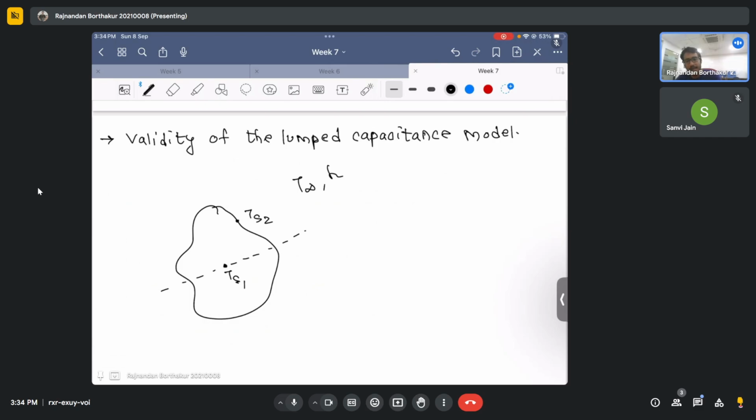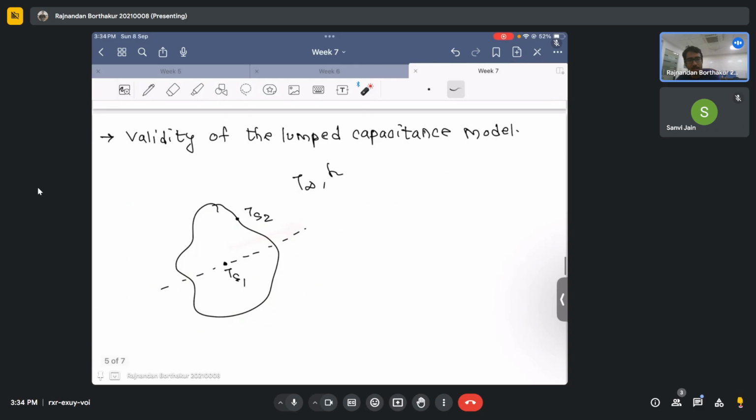Then the same scenario: this object was initially at some temperature, it is being dropped into a fluid at a lower temperature, so there would be heat transfer taking place from this object to this fluid. Although this is a transient model, the validity of this lump capacitance model can be understood if we look into the steady state scenario of this case, because eventually a transient problem always goes into a steady state problem, after an initial transient.